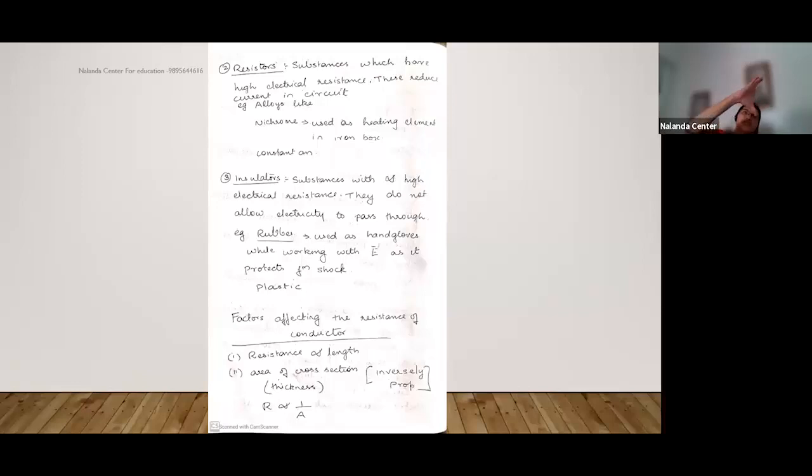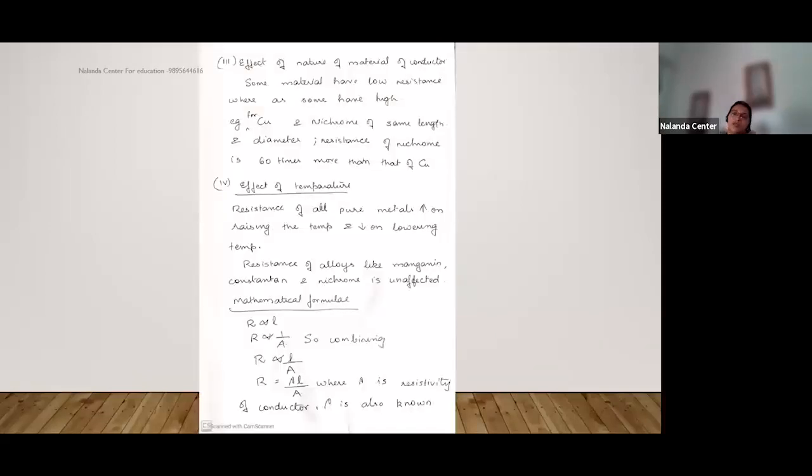When area of cross section is more, resistance is less. When area of cross section is less, the thickness of the road is less, so the chances that you encounter traffic is very high. That means resistance and area of cross section are inversely proportional to each other.